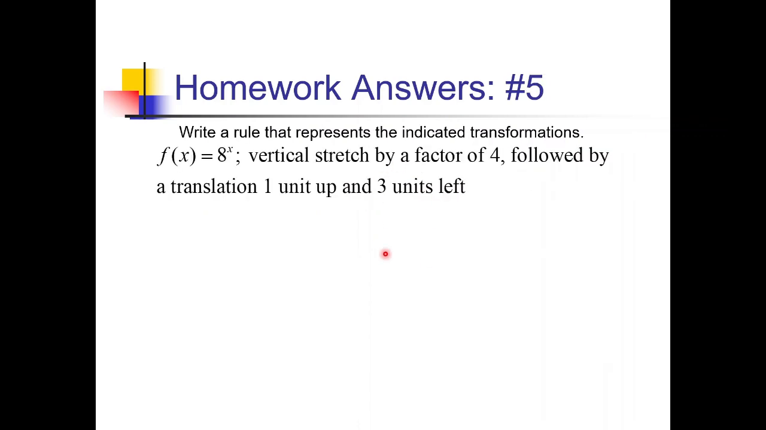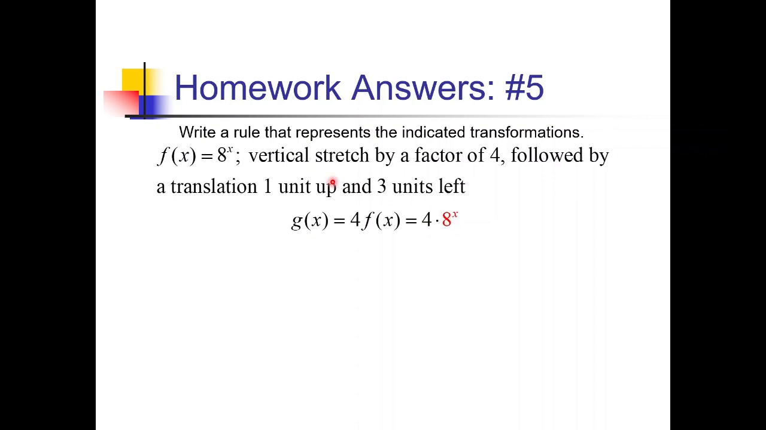On this problem, I'm trying to write a rule that transforms f of x as they mentioned here. Vertical stretch by 4 and a translation 1 unit up and 3 units to the left. So I'm going to handle each of these transformations with a different function, one at a time. First, let me create a g function that stretches this vertically by 4. So I'm going to write g of x equals 4 times the f function, which is going to be 4 times 8 to the x. And I can't simplify by multiplying these together, so this is just what the g function is going to be.